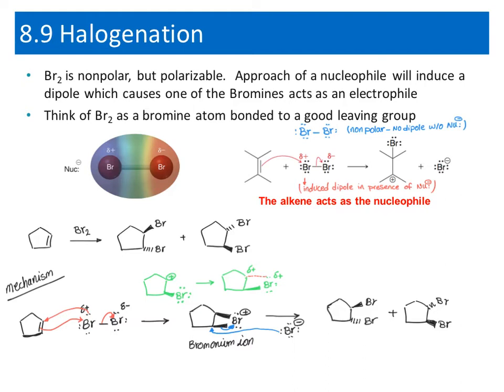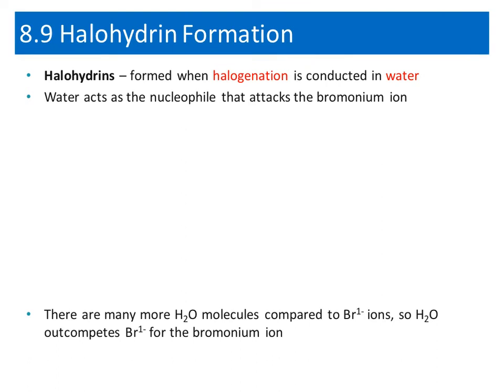So this is the reason that we have anti-addition in halogenation, because the second bromine, the nucleophile, attacks the molecule from the opposite side. So we are going to add two bromines across the double bond in opposite directions. A similar process to halogenation is halohydrin formation, where we are adding a halogen and OH across the double bond. And in order to perform such a process, we need to do halogenation in water.